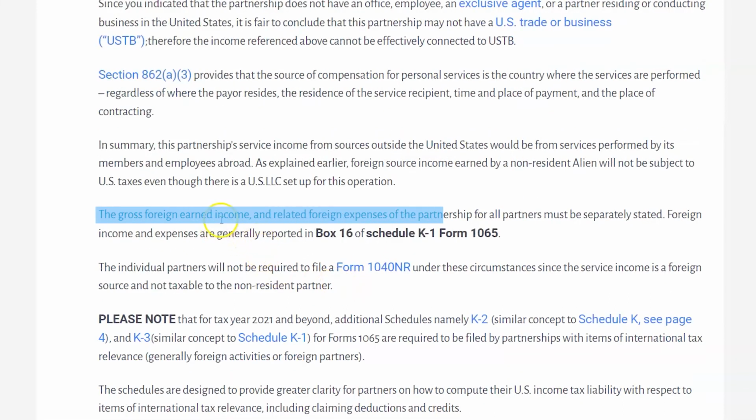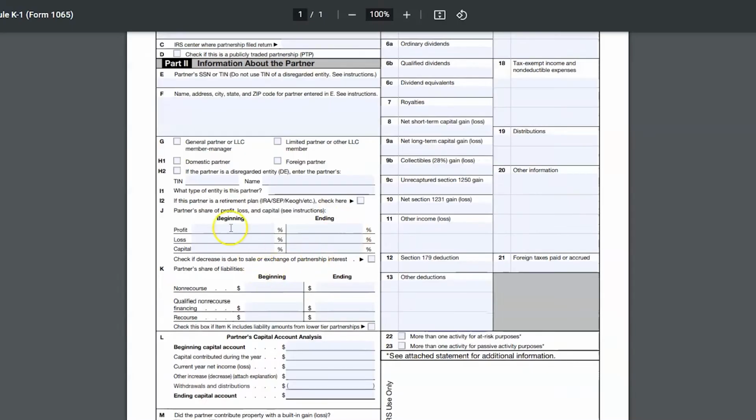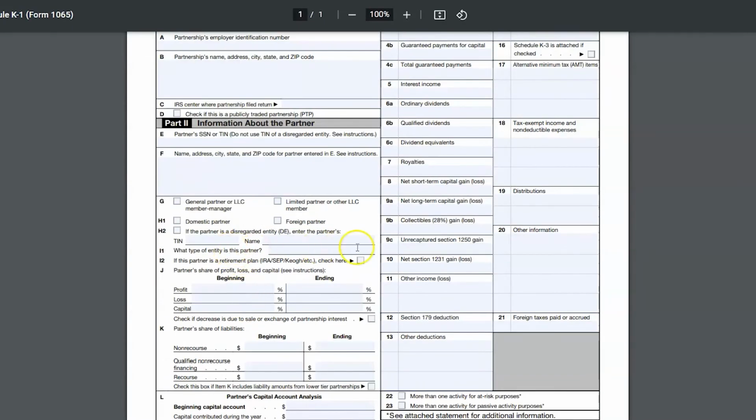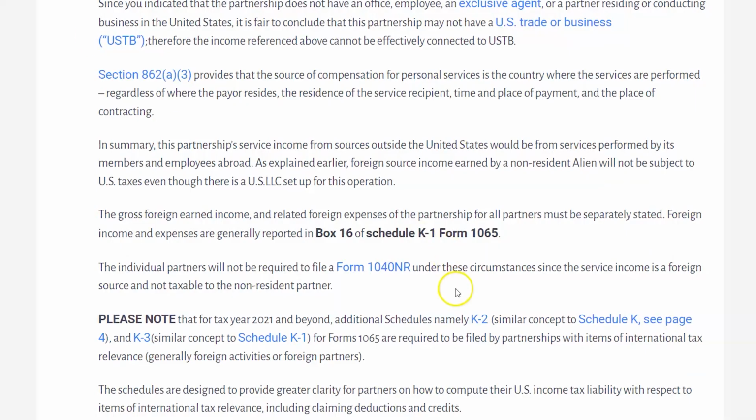So gross foreign earned income and related foreign expenses of the partnership for all the partners must be separately stated. Foreign income and expenses are generally reported in box 16 of Schedule K-1. When you look at the K-1 now, there's really nothing there. There are no boxes to report anything there. It's basically a checkbox. K-1 box 16 is basically a checkbox here that you're going to check, and then you attach K-2 and K-3 to the information return from 1065 and declare all the foreign transactions.